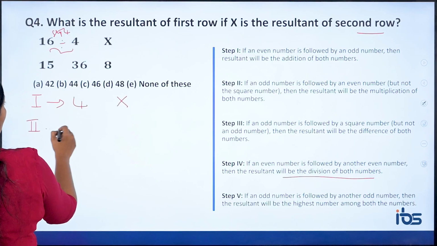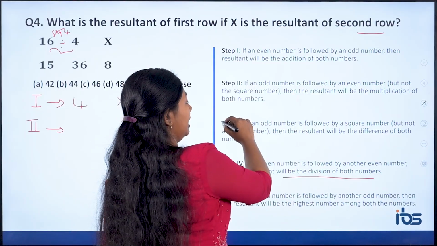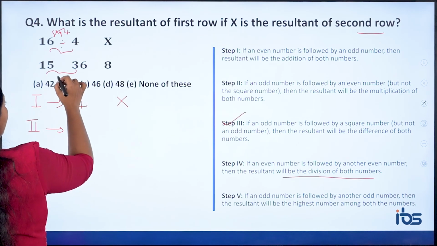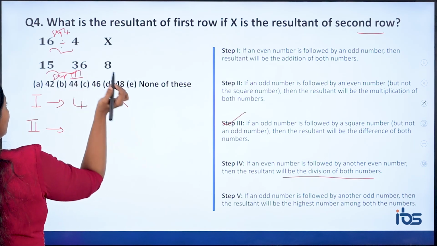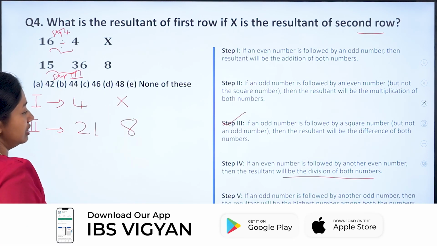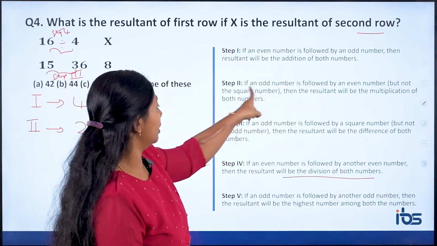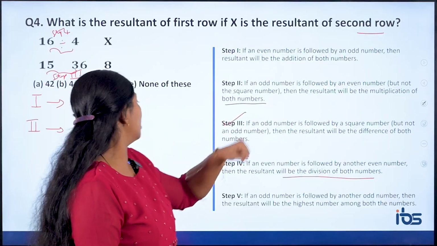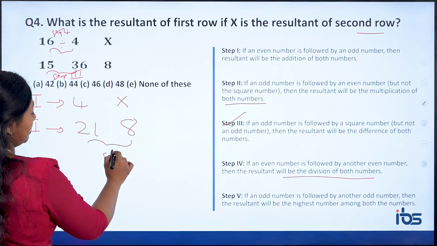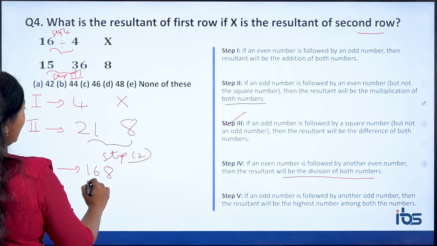In row 2, an odd number followed by a square number but not an odd number, then the resultant will be the difference of both the numbers. So here we have to follow step 3. So 36 minus 15 is 21, followed by 8. So odd number followed by an even number but not the square, then the resultant will be the multiplication of both the numbers. That means if you follow step 2, you are going to get 168.